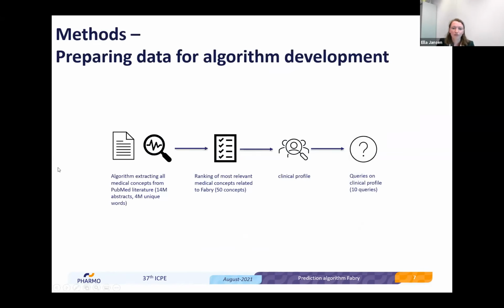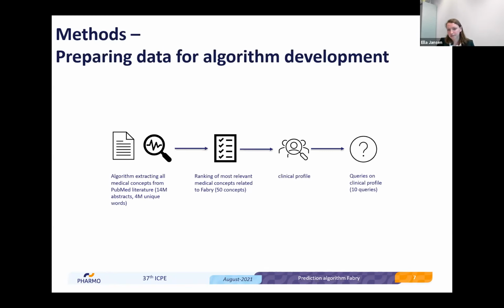Okay, so to yield the training sets, a clinical profile of Fabry disease had to be created. And this created profile was based on an algorithm that reads PubMed and transforms each medical concept, such as diagnosis code, medication, lab results, symptoms, etc., into a mathematical representation, which shall indicate what the most Fabry-related concepts are, according to existing medical knowledge captured in the literature. So as you can see from the 40 million abstracts that were screened, the 50 most relevant Fabry-related concepts were determined, on which basis the clinical profile was created.